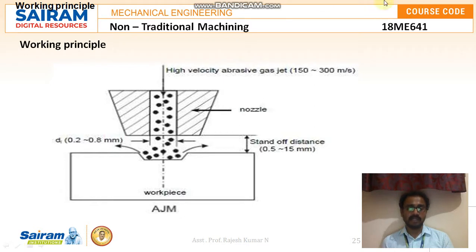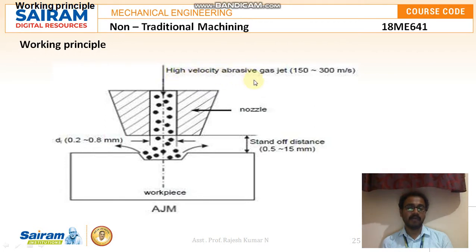Next, after the uses, we need to discuss the working principle: on what principle this abrasive jet machining works. Here you can see I'll be using a nozzle. We know generally what the purpose of a nozzle is. Even if you take normal water, without any abrasive mixture, and allow it to pass through the nozzle, the velocity of the water will usually be higher. The same purpose applies here, I'll be using a nozzle, but here instead of only water, I'll be mixing abrasives with the water.